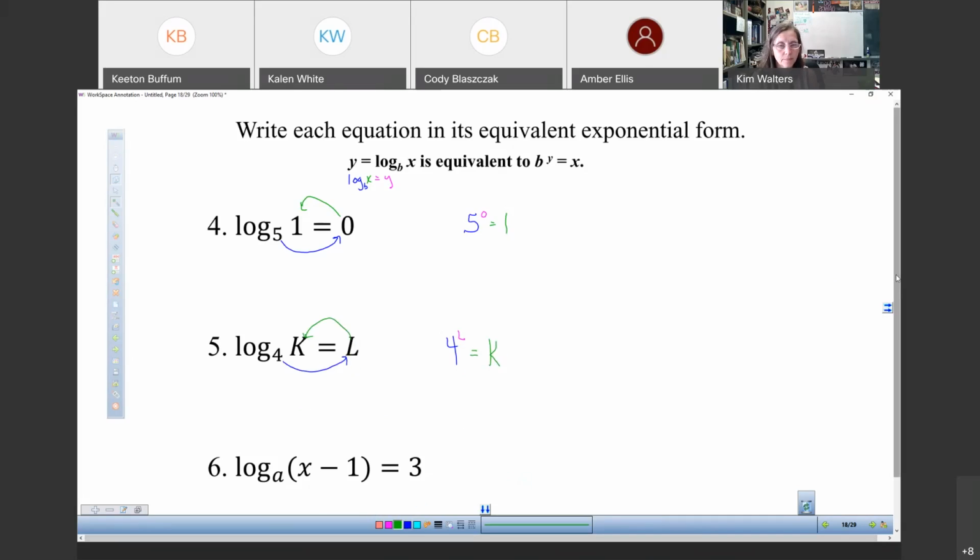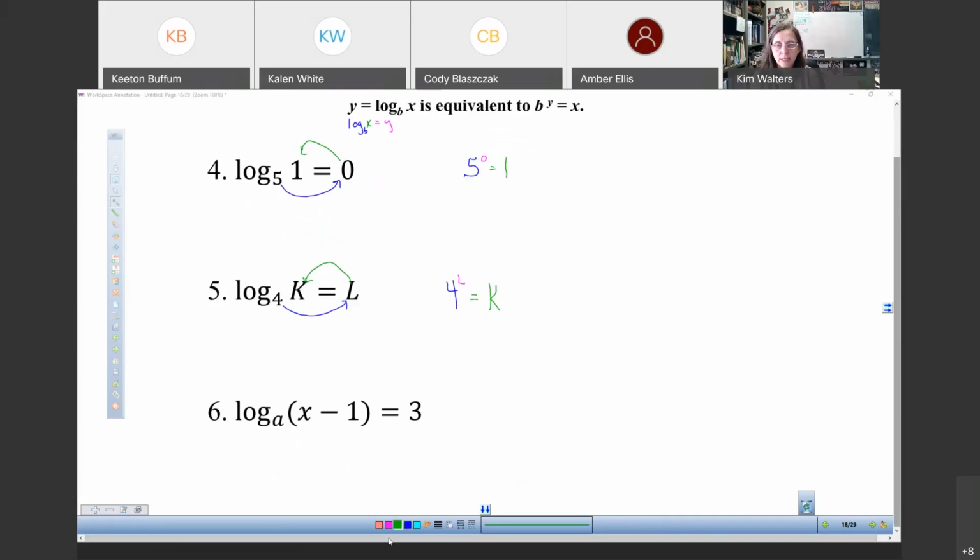Okay. All right, last one of these. So again, we have our base, in this case A, to the power of 3 is equal to x minus 1. That looks a little bit different because we have something other than just a number there, but it works the same. Logarithm to exponent. We did exponent to logarithm, now we're logarithm to exponent. Questions?